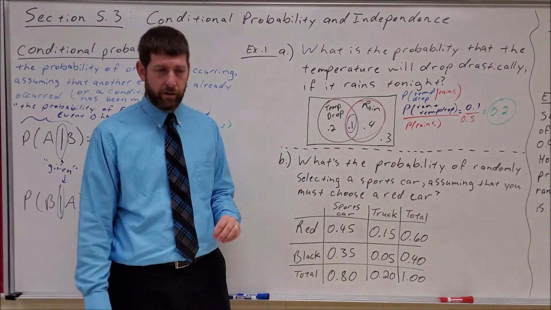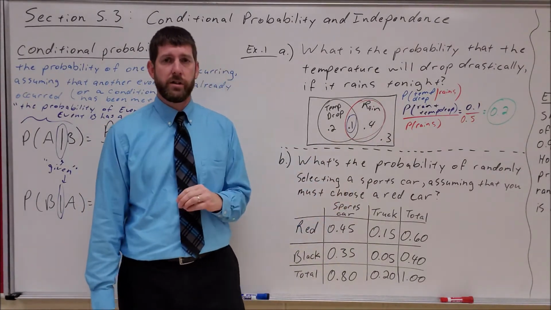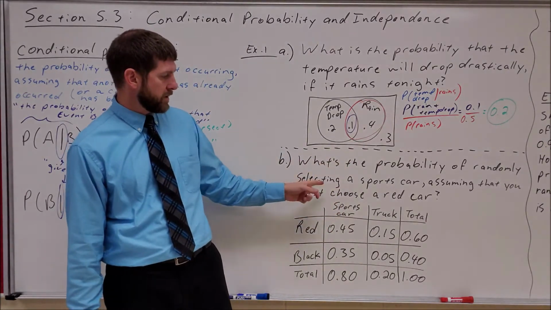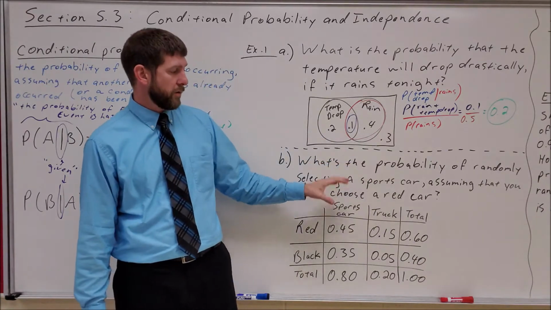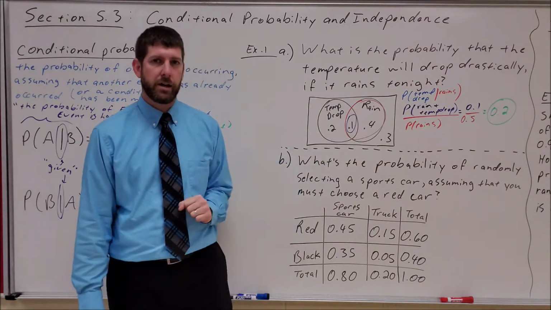Now we have a two-way diagram problem. I want you guys to actually try this one out. So pause the video right here, try this out, and tell me what's the probability of randomly selecting a sports car from this group of cars, assuming that you must choose a red car. And I'll wait right here.